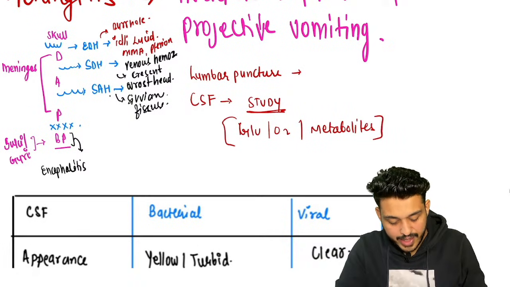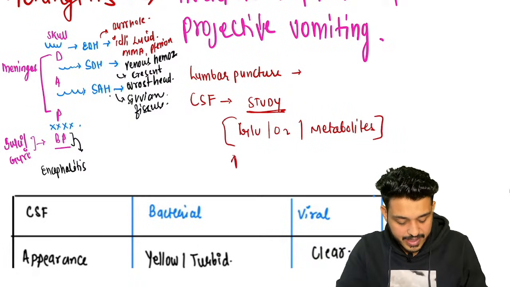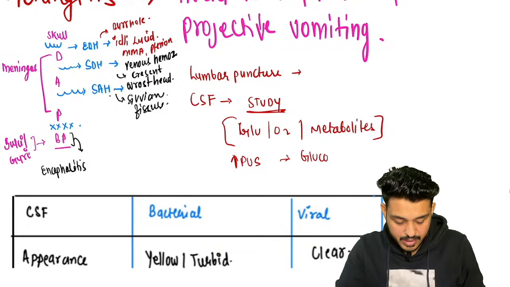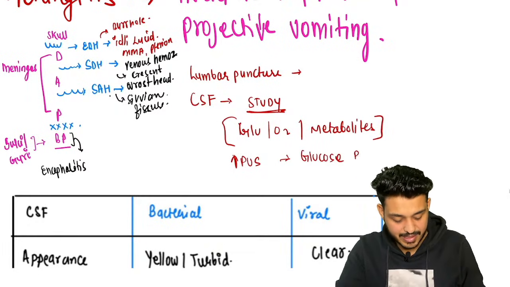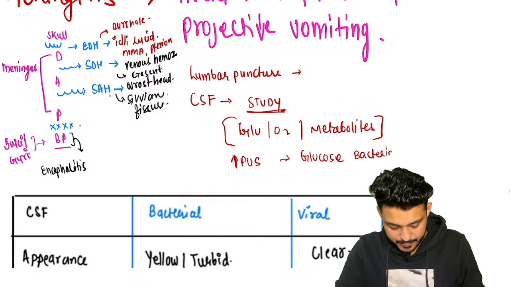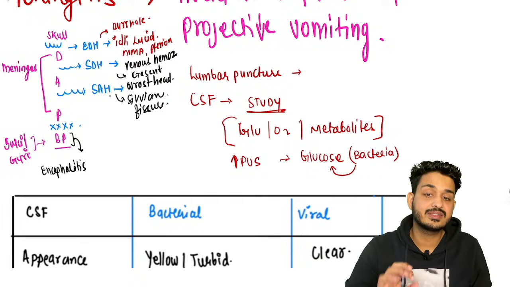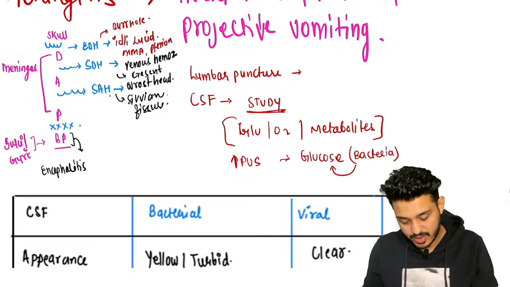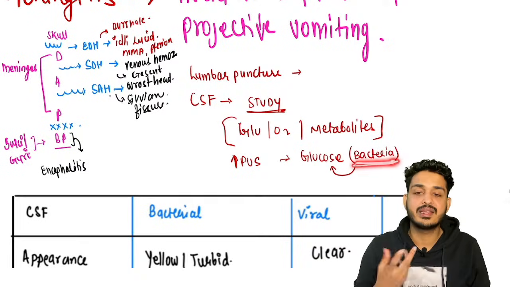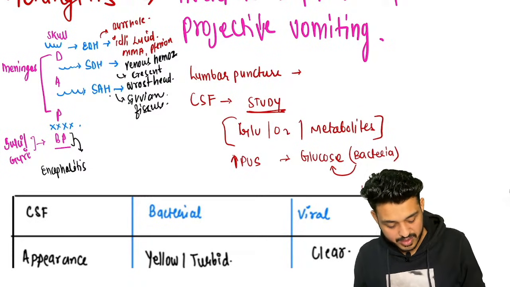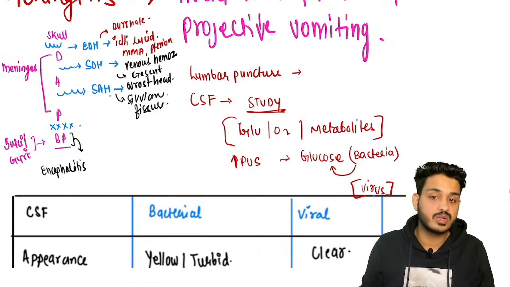Because we already know anytime you have a bacterial infection, you will have an increase in pus. Bacteria love to eat glucose. A virus does not want glucose. Simple understanding: bacteria have a problem with food, and a virus has a problem with reproduction. Viruses do not have the things needed for reproduction.